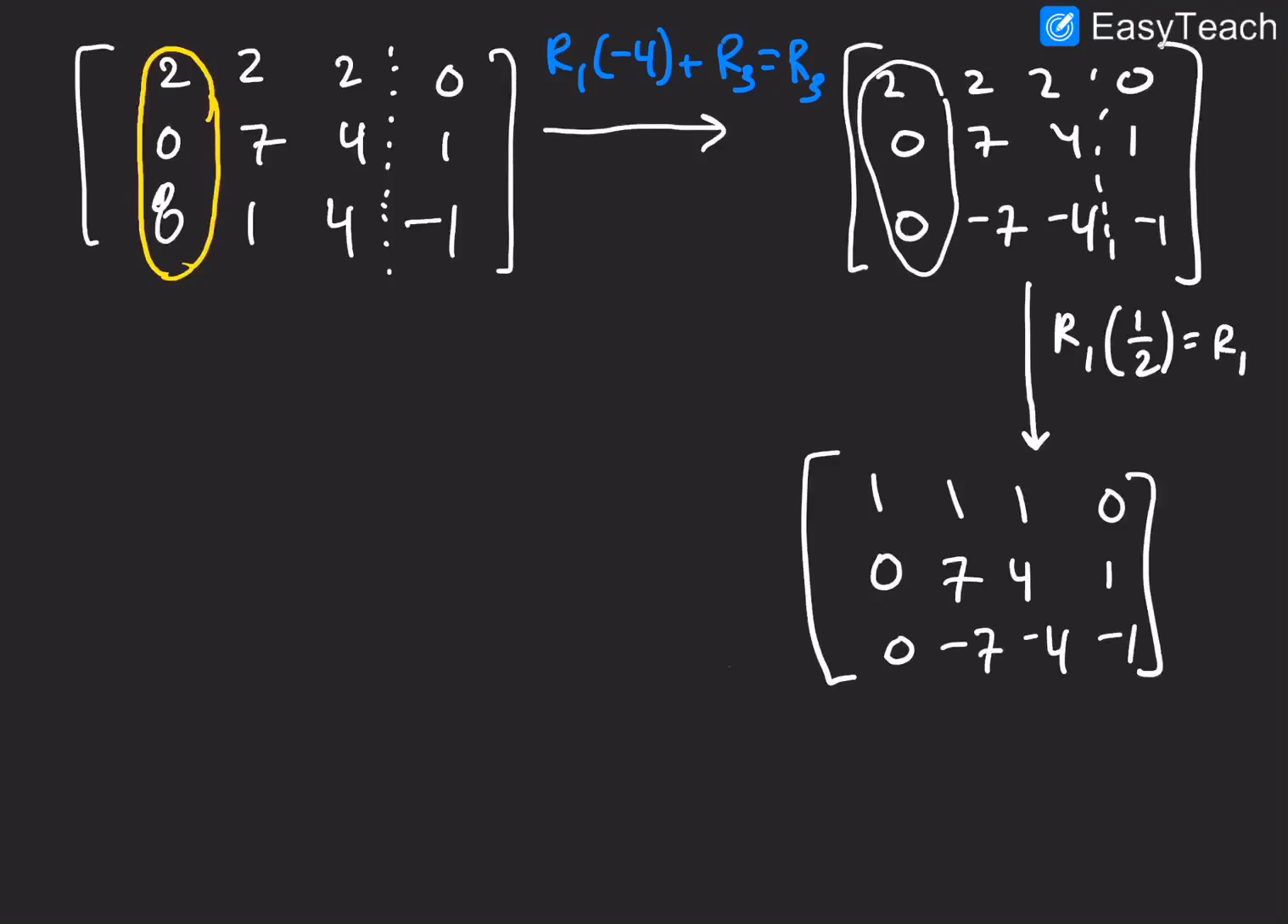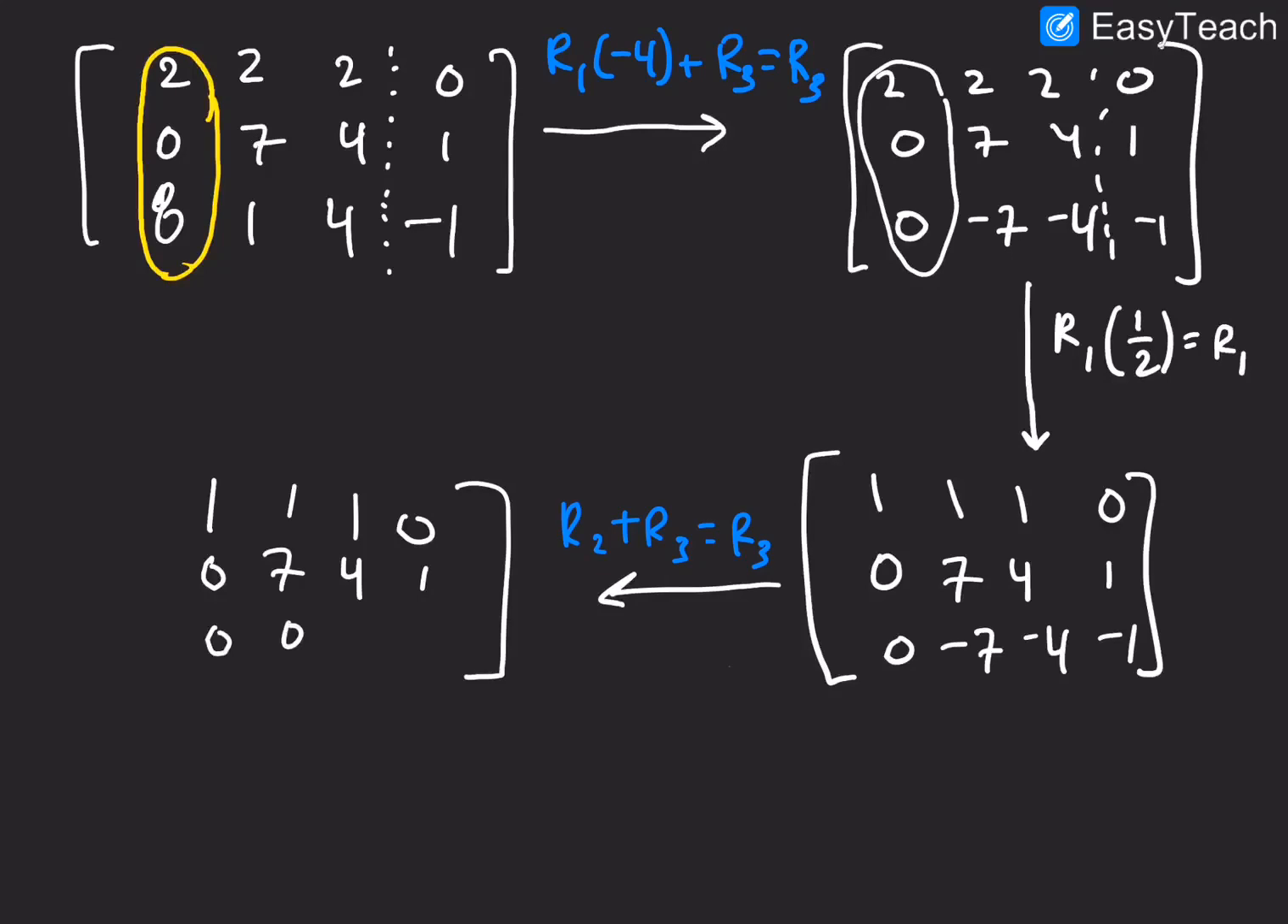Okay, so now I'm sure you can see what I could do next, but let's not get ahead of ourselves. I now have this new matrix here. So what am I going to do now? What I could do now is add row 2 plus row 3 and make a new row 3. So if I apply that operation, my new matrix will be 1, 1, 1, 0, 0, 7, 4, 1, 0, 0, 0, 0. Great.